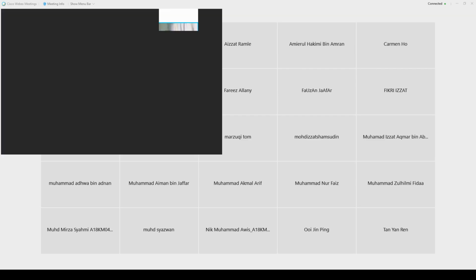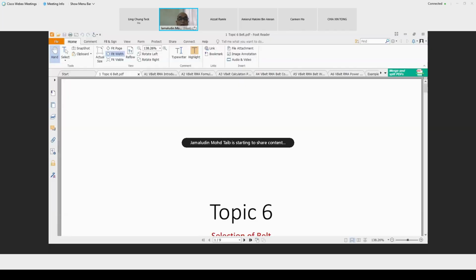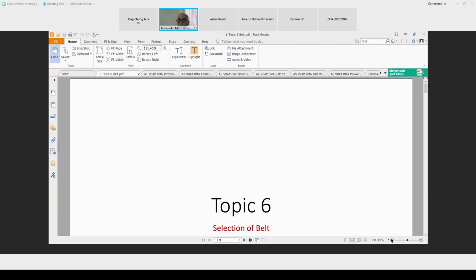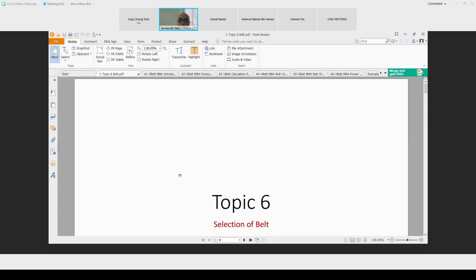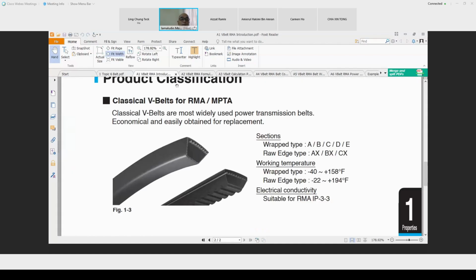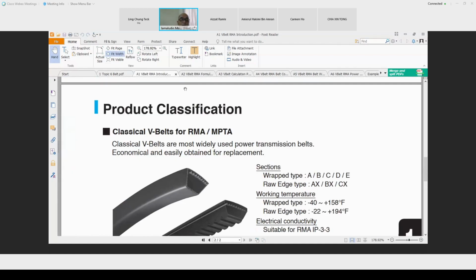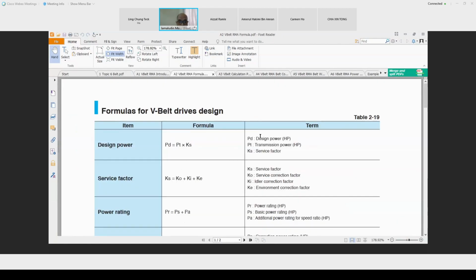Can we start our last topic? For this topic, there's a lot of reference. If you see, there's going to be a lot of PDF files and notes you have to download. This is going to be the first one. Then there will be the product calculation of the belts.